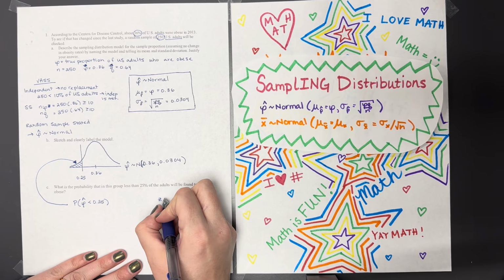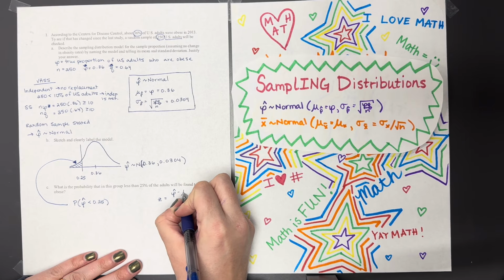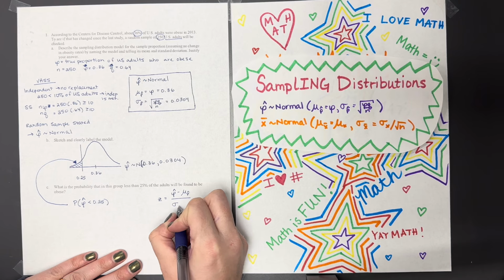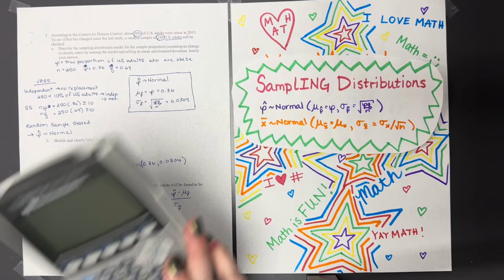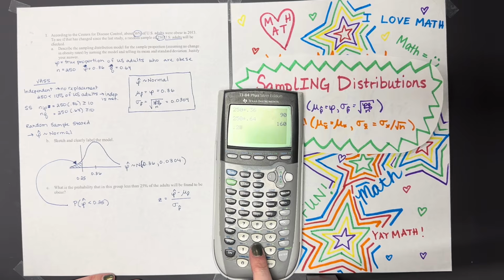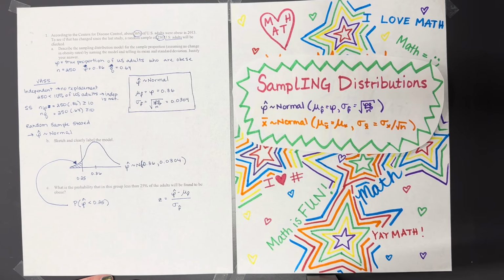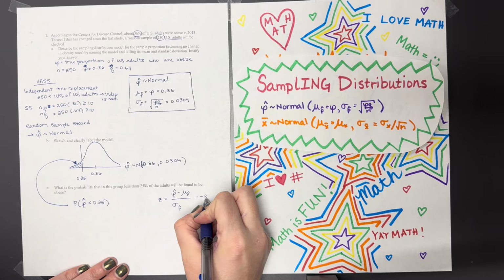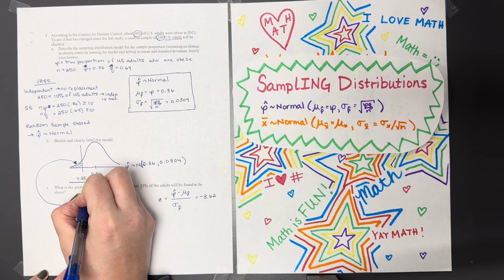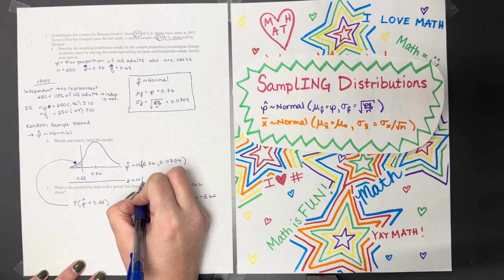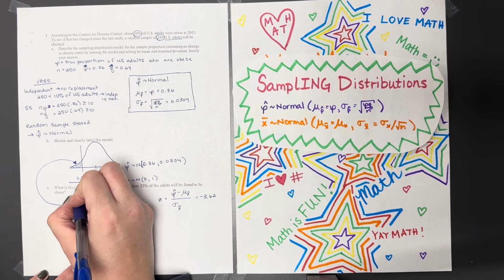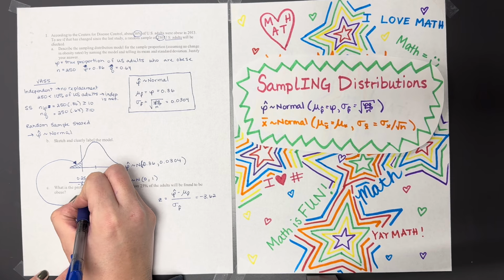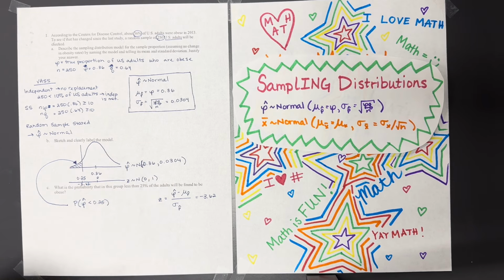You could turn that p hat into a z value. And to do that, I take my p hat, which is 0.25, minus the mean, which is 0.36, divided by my standard deviation, 0.0304, and I get a z-score of negative 3.62. So I could actually add another axis down here to be my z. So that's 0, and this is negative 3.62. So I'm looking for that area.